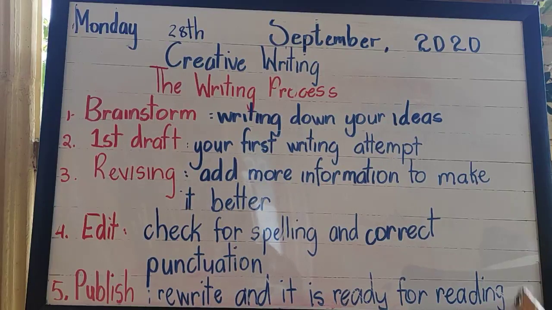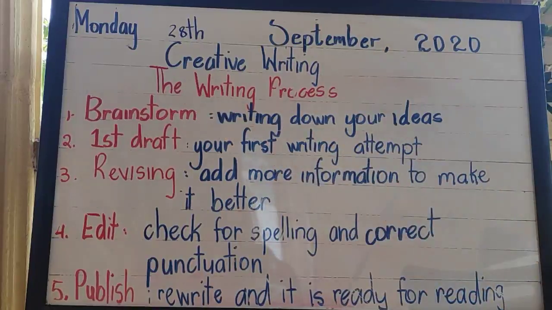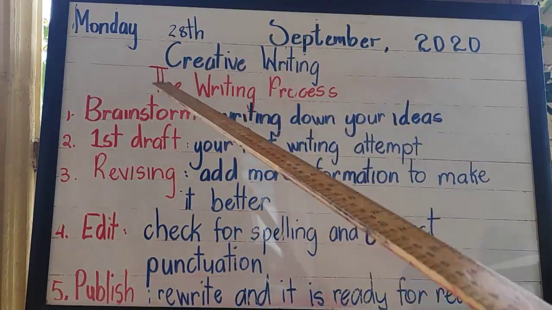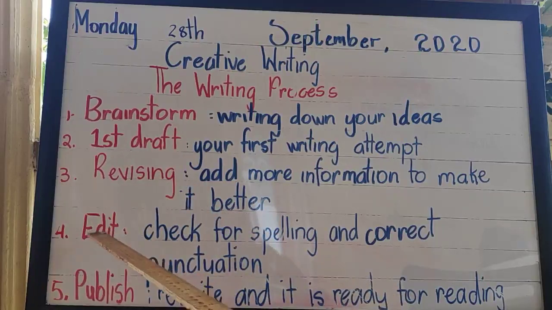Today we're going to look at something in creative writing called the writing process. What is the writing process? The writing process consists of these parts: you have brainstorming, first draft, revising, editing, and publishing your work.